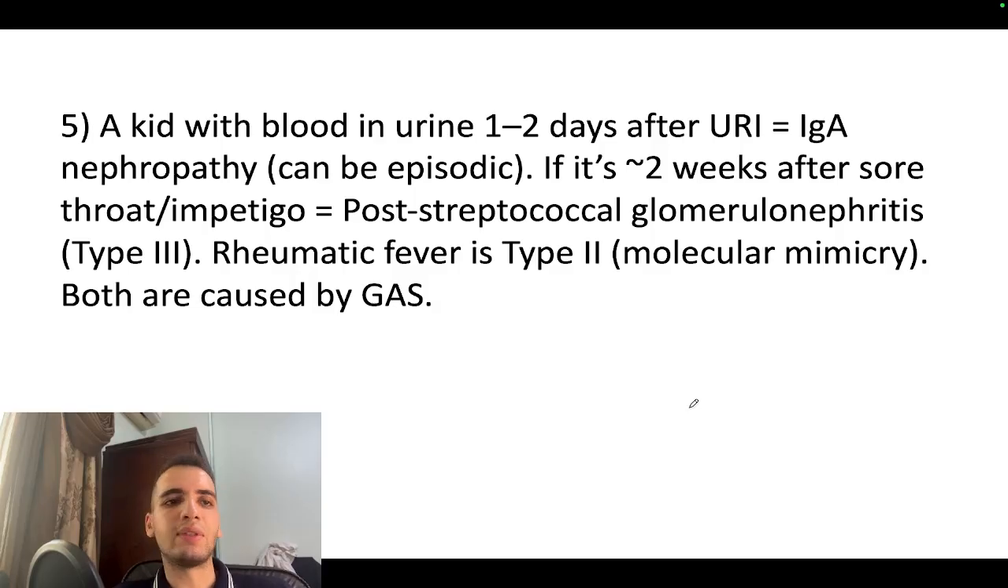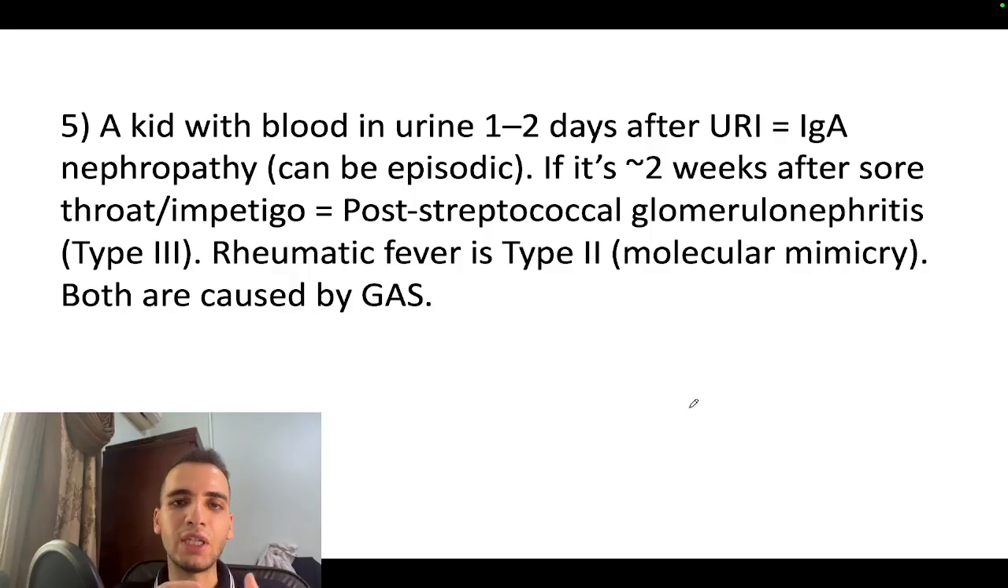Now, another concept is you see a kid with blood in the urine, RBC casts, so you know it's nephritic. Then they give you a history of an infection. You need to really look at the timeline. If this infection was an upper respiratory tract infection 1 or 2 days ago, or if it happened before, so it was episodic, then it's IgA nephritis. On the other hand, if you see a person having a sore throat or skin infection like impetigo, then he got this blood in the urine 2 to 3 weeks afterwards, then this is usually post-streptococcal glomerulonephritis.